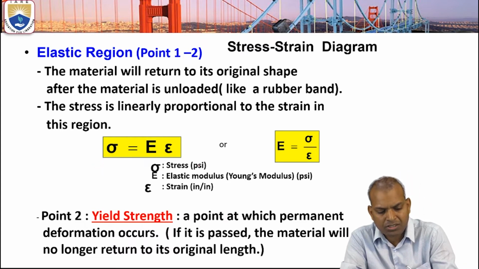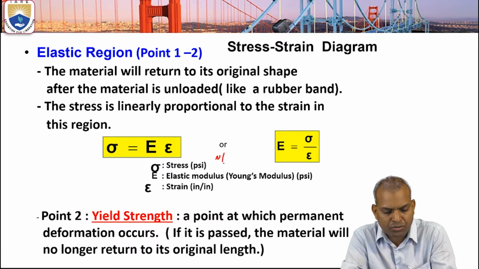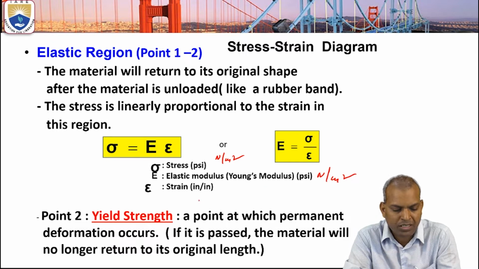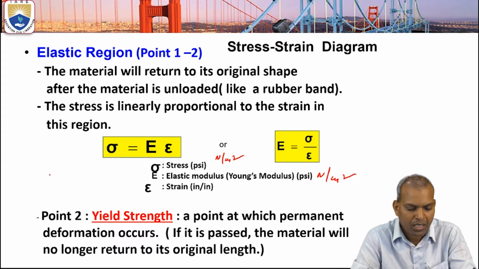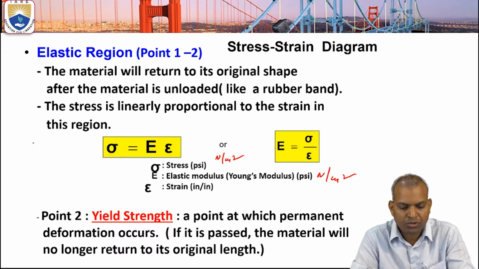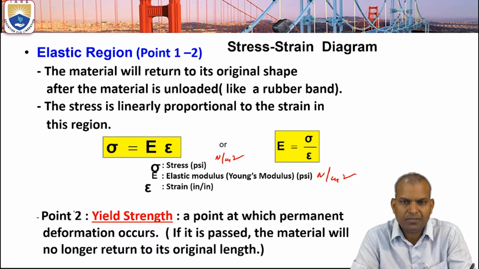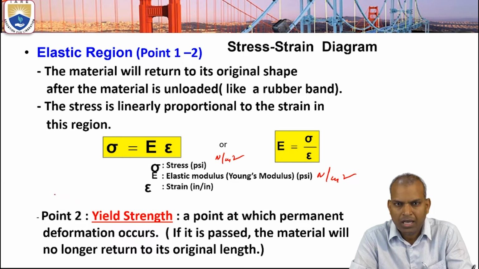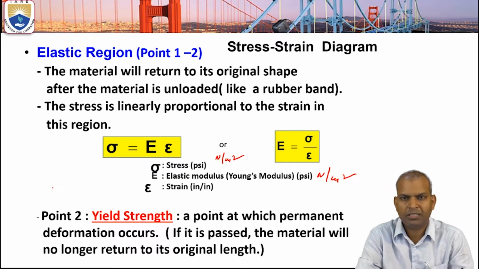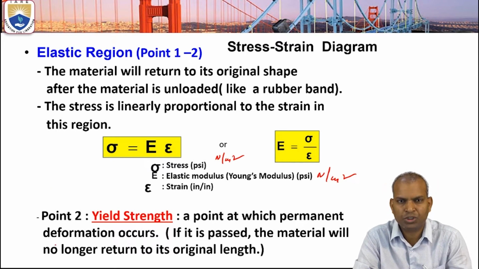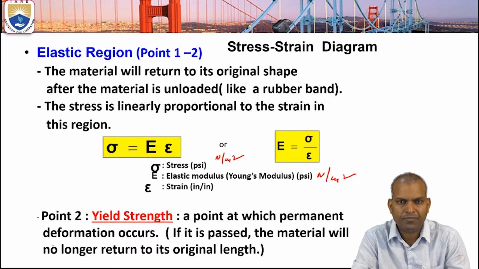The stress is also in SI units, Newton per meter square, and the modulus of elasticity is Newton per meter square, whereas the strain is meters per meter, so it has no unit, it is unitless. Now point 1 to 2, then point 2 is the yield strength. It is the point at which permanent deformation occurs, even after the removal of the load. If it is passed, the material will no longer return to its original length.